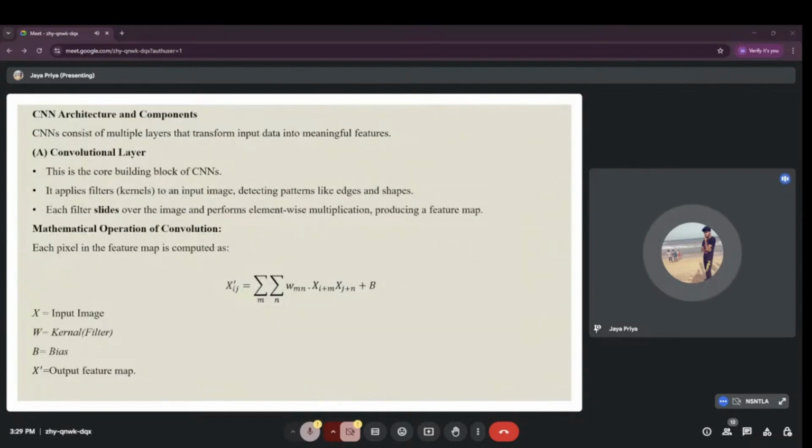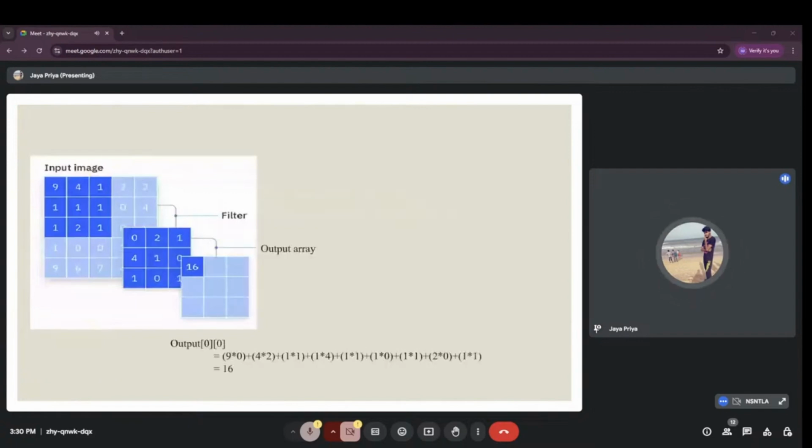What is the convolution layer? This is the core building block of a convolutional neural network. It applies filters to an input image, detecting patterns like edges and shapes. Each filter slides over the image and performs element-wise multiplication, producing a feature map. This is the mathematical operation of convolution. X is the input image, W is the filters, B is the bias, X dash is the output feature maps.